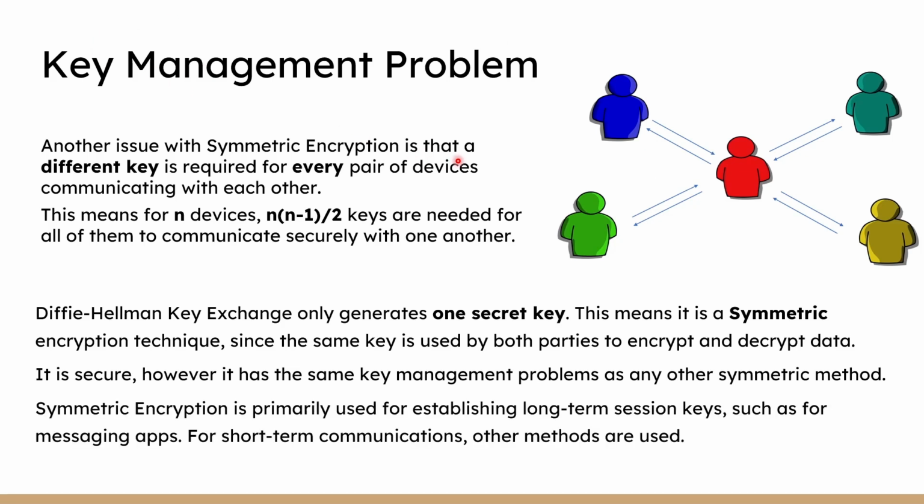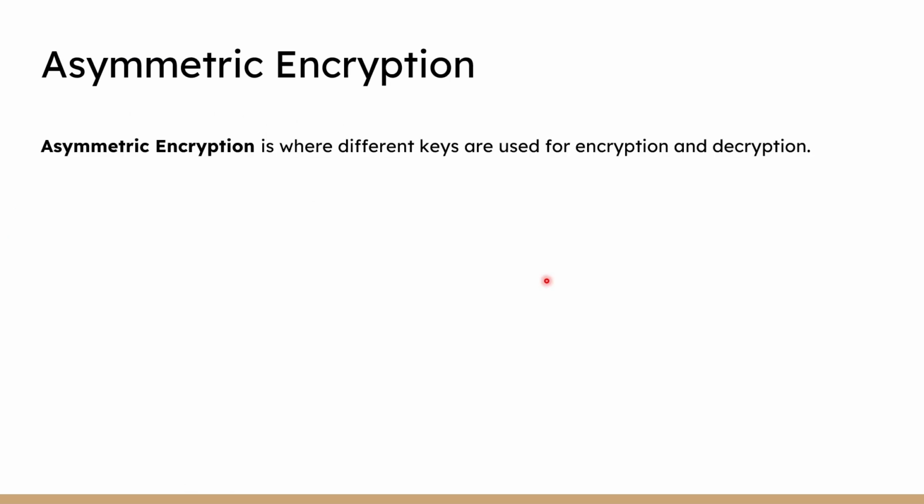Symmetric encryption is only really used for long-term session keys, like messaging apps. Maybe you have a long-running DM with someone. But for short-term things, other methods are used, like asymmetric encryption. So this is where different keys are used for encrypting and decrypting.